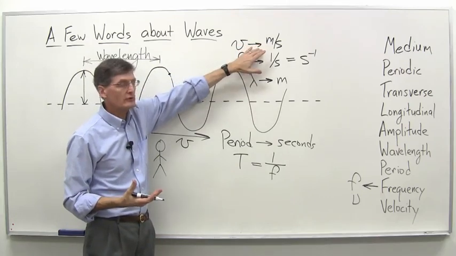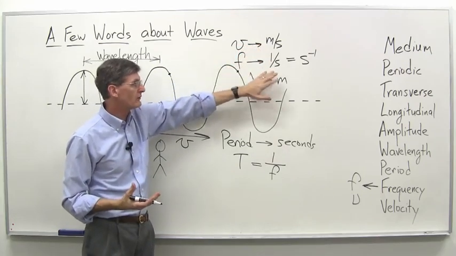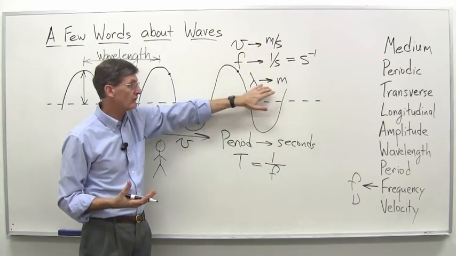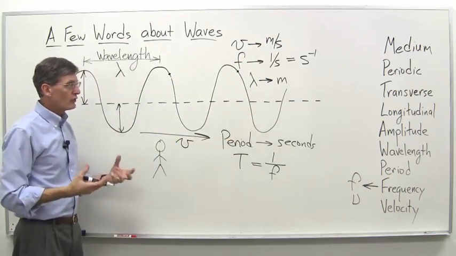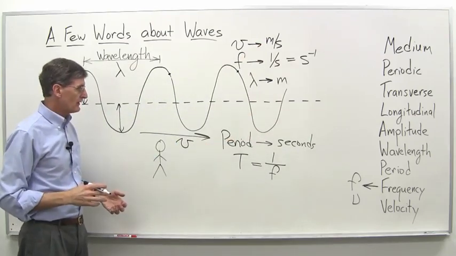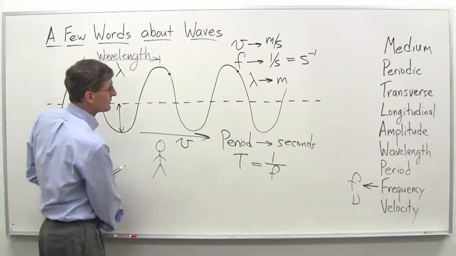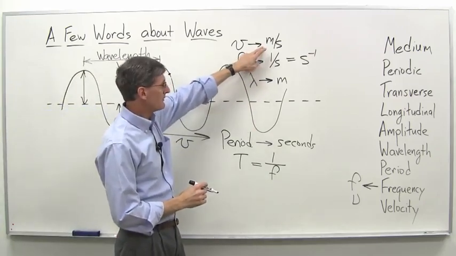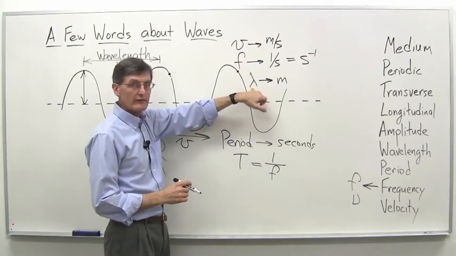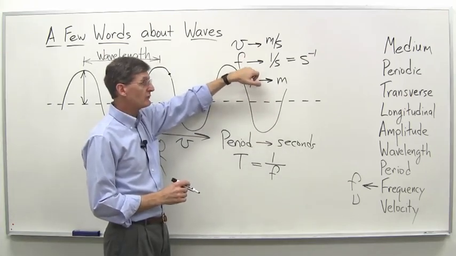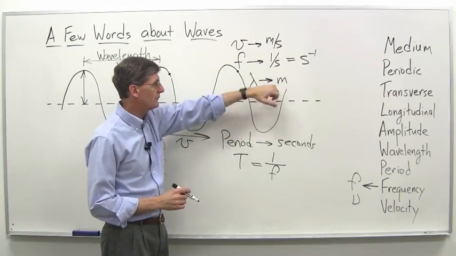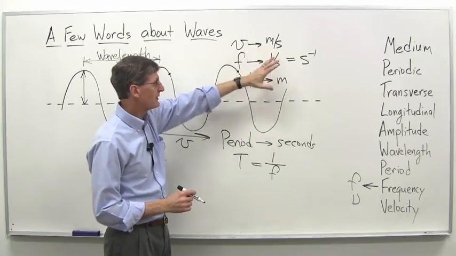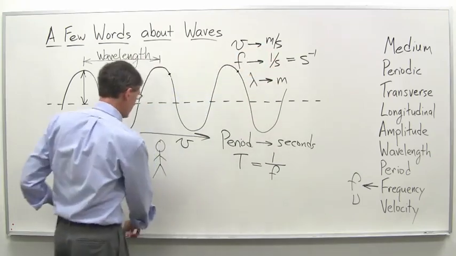Given what the dimensions are for each of these, distance over time, inverse time, or distance, and we're told there's a simple relationship between them, let's think about this a minute. Velocity is meters per second. Look what happens if I take the wavelength and multiply it by the frequency. I have meters times 1 over seconds, and that gives me meters per second. In fact, that is the relationship here.